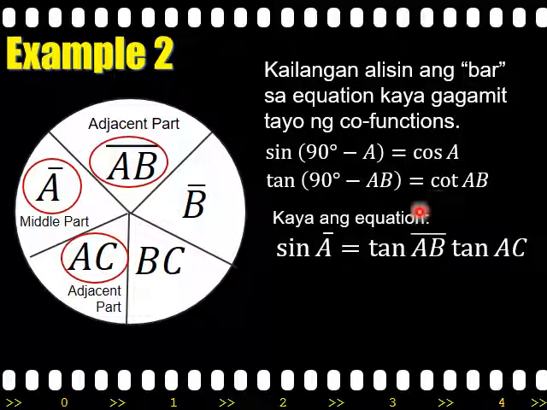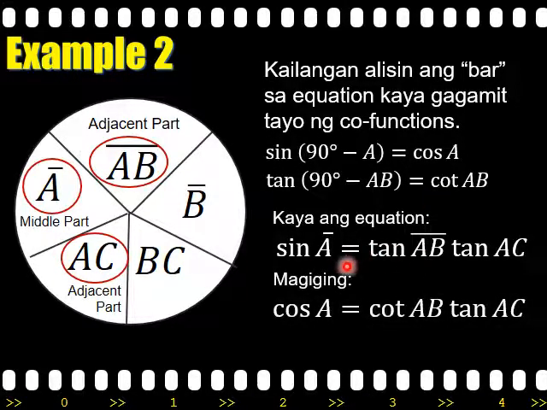Kaya itong original equation natin ito, okay, magiging ganito. So, yung sine, papalitan natin ng cosine. Cofunction ng sine is cosine. So, magiging A na to, tanggalin natin yung bar. And then, yung tangent, cofunction nito is cotangent. And then, tatanggalin natin yung bar dun sa AB. Itong tangent AC, hindi natin gagalawin kasi wala naman tong bar sa taas. Okay? So, ito yung magiging sagot natin.